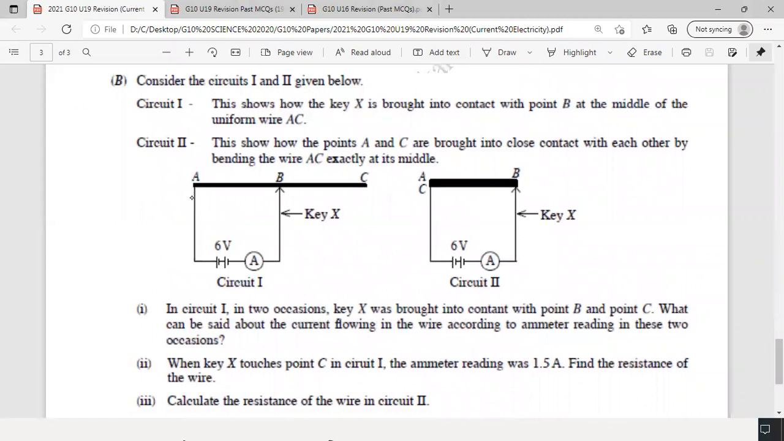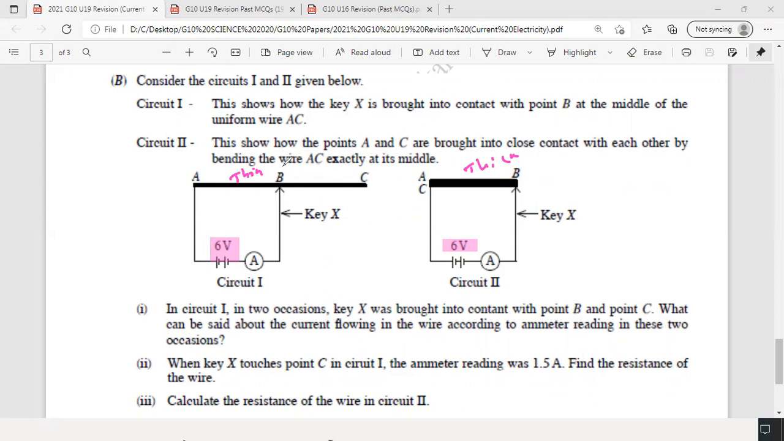Right. This question considers circuits 1 and 2. When you look at these two wires, A, B, C, what is the difference? The input voltage is the same, 6 volts. But in this one, a key is used to move along the wire. When you move the key towards C, the length increases. When you move it back, the length decreases. So the thickness and the length matter here. This wire is thick. This one is thin.